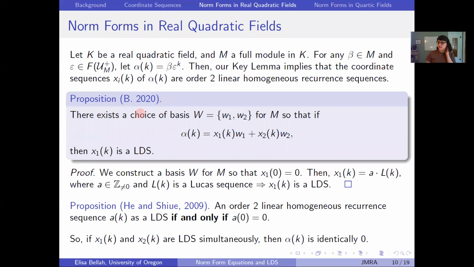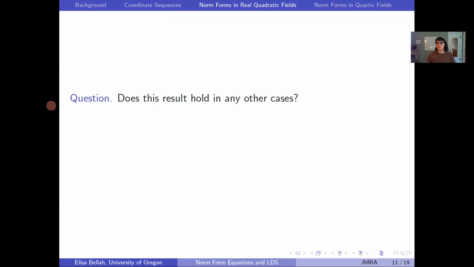Okay, so my question then is, does this result that I had in the real quadratic case, this result where I can find a basis for my module making one of the coordinate sequences an LDS, hold in any other cases? Or is this just really special about the fact that Lucas sequences were popping up here? Okay, the answer to the question is yes. This does hold in other cases, and we'll give 2 families of examples, both in quartic number fields.